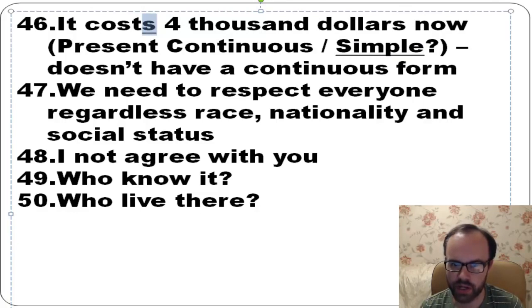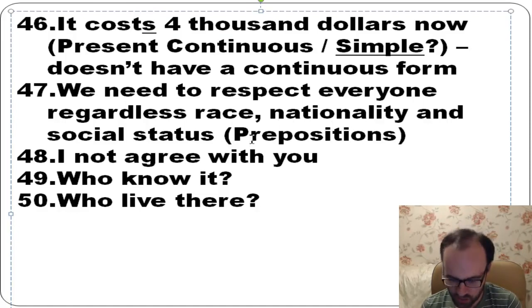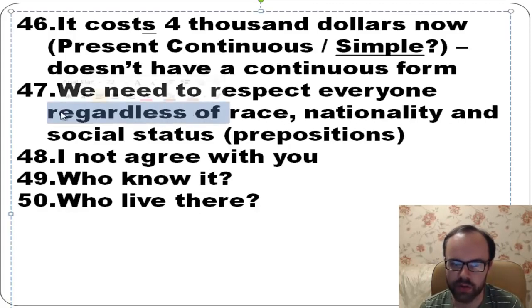It costs $1,000 now. Okay, next. We need to respect everyone regardless race, nationality, and social status. Regardless means no matter. So it doesn't matter such things as race, nationality, so it isn't important. We need to respect everyone. So where is the mistake? So it's about prepositions. Like from, of, to, and so on. So regardless of. So please remember this phrase, regardless of something. So we need to respect everyone, regardless of race, nationality, and social status.